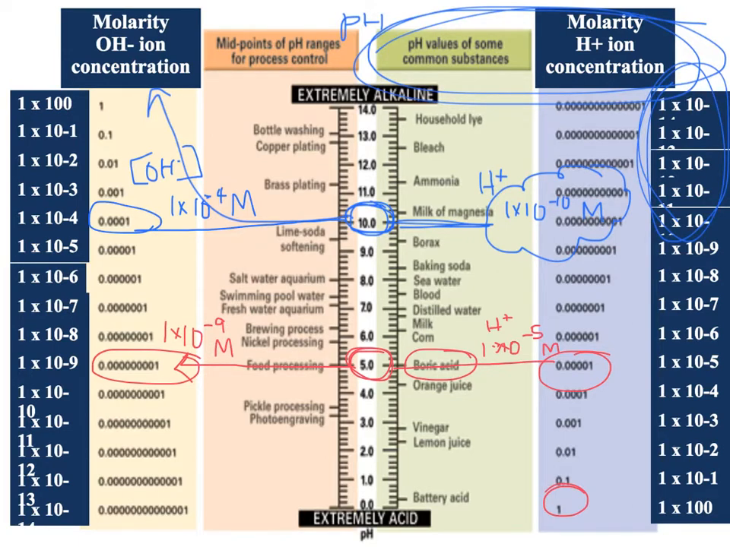So in this scenario, my hydrogens overpower my hydroxides, making it acidic. So if I have more hydrogens than hydroxide, I'm an acid. If I have more hydroxide than hydrogen, I'm a base. And if I'm at 7, I've got equal numbers of hydrogens and hydroxides.